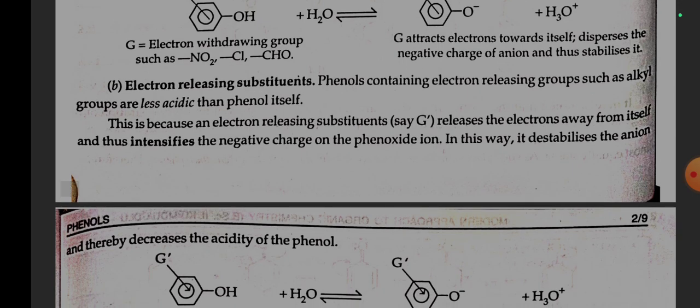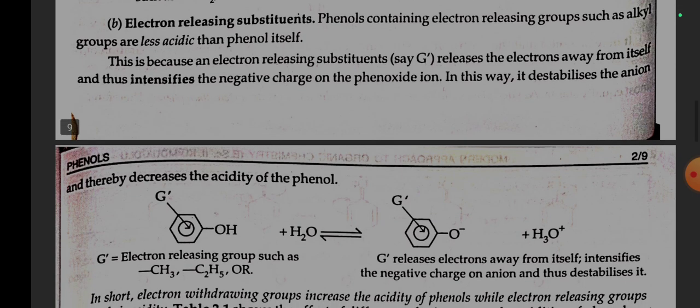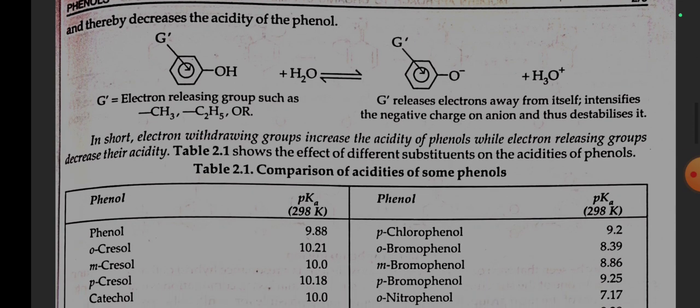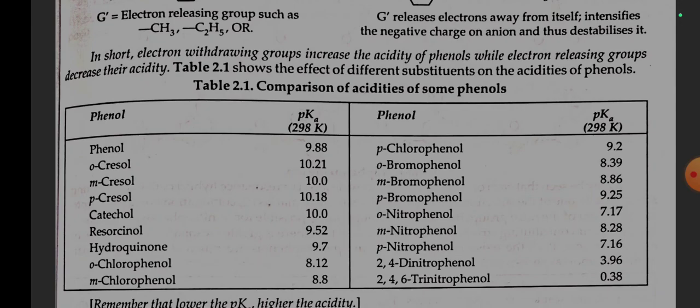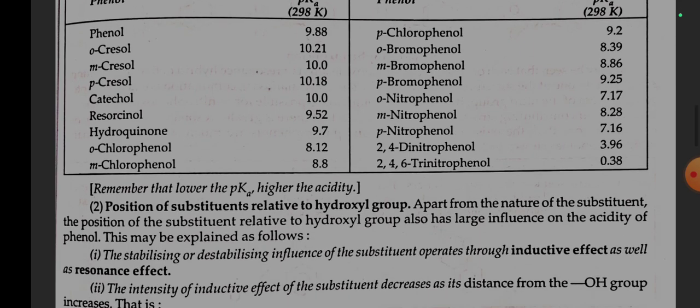B. Electron releasing substituents. Phenols containing electron releasing groups such as alkyl groups are less acidic than phenol itself. This is because electron releasing substituents release the electron towards the ring and thus intensify the negative charge on the phenoxide ion. In this way, it destabilizes the anion and thereby decreases the acidity of the phenol. In short, electron withdrawing groups increase the acidity of phenol while electron releasing groups decrease their acidity.